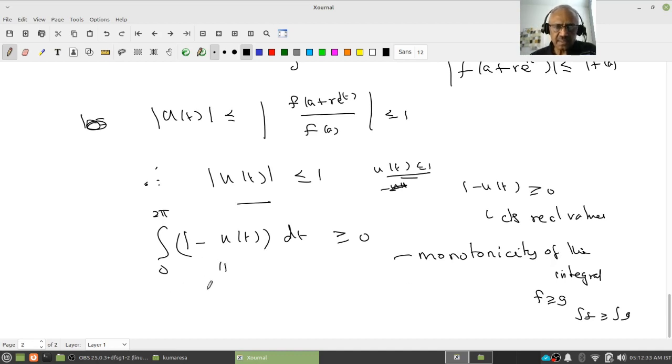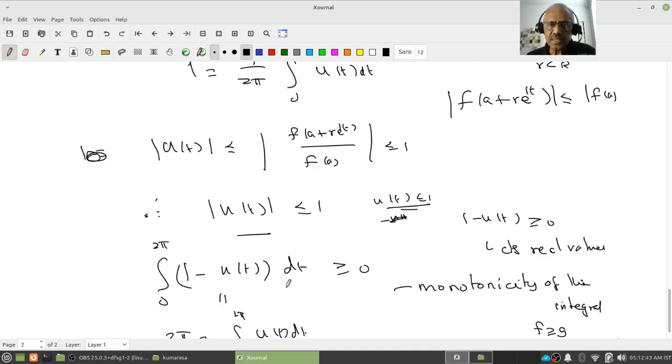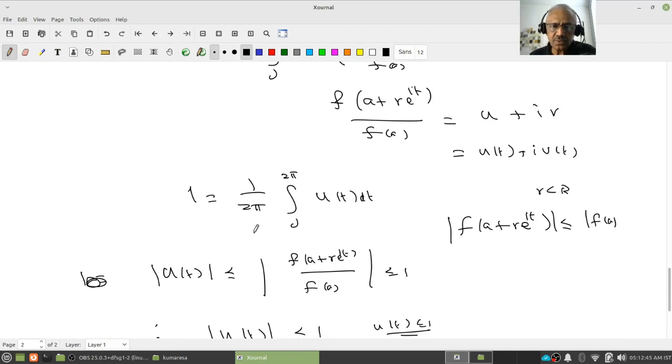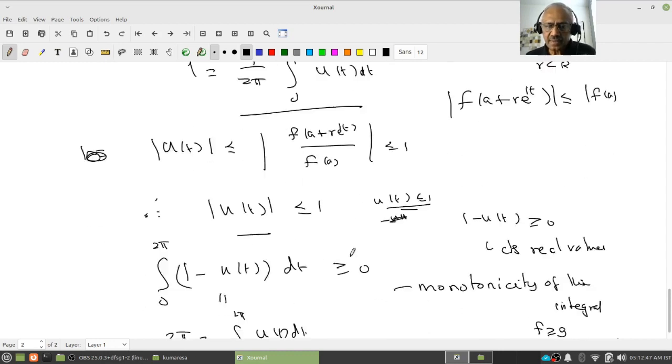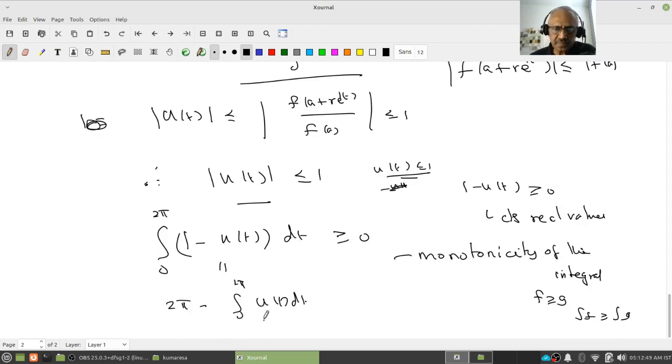The integral is linear, therefore this is the integral from 0 to 2 pi of 1, which is 2 pi, minus the integral from 0 to 2 pi of u of t dt. But that, by assumption, is 2 pi. Okay, that is also 2 pi, therefore it is equal to 0. You understand?